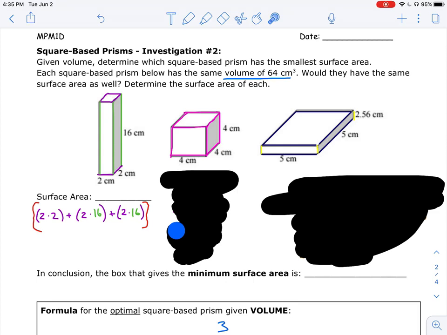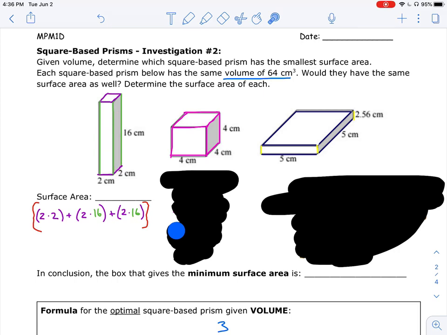So if I calculate the surface area of this base here, which would be 2 times 2, I'm also adding it to 2 times 16, which would give us this side. And then I'm also adding this 2 times 16, right? This green line is also 16 centimeters. That gives us a surface area of the base, a surface area of this side, and a surface area of this side.